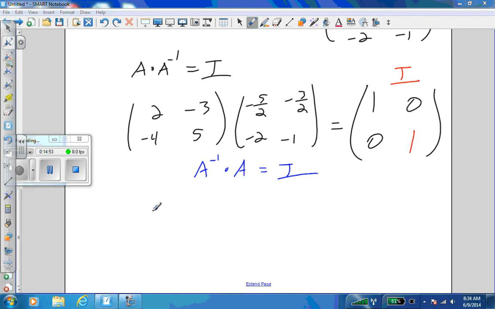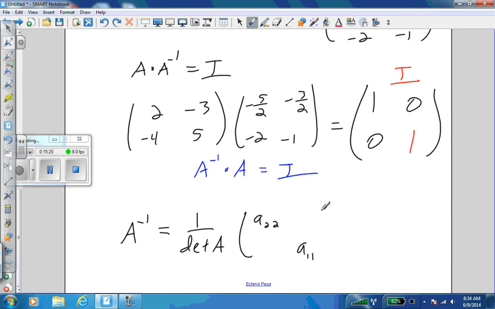Now they have a theorem on page 104 that says if you have a 2 by 2, the shortcut for determining the inverse of a 2 by 2 is taking what's called the determinant of A, taking 1 over that, and then moving elements of matrix A around.